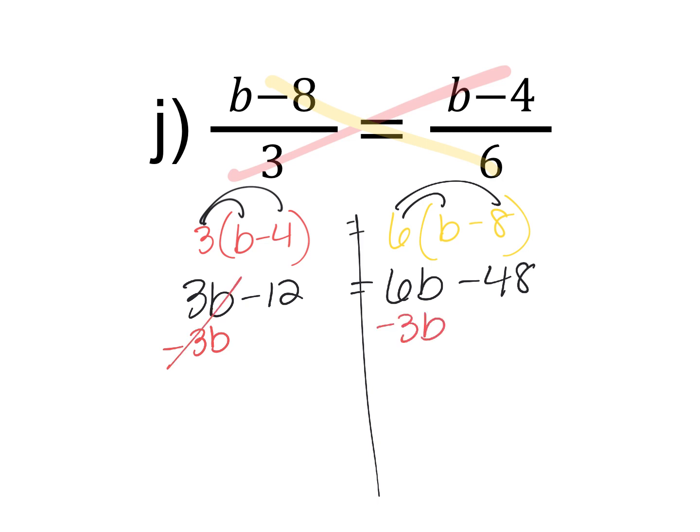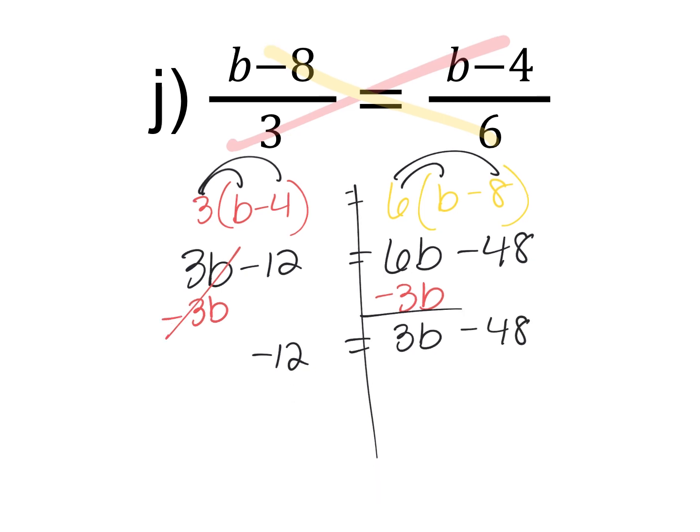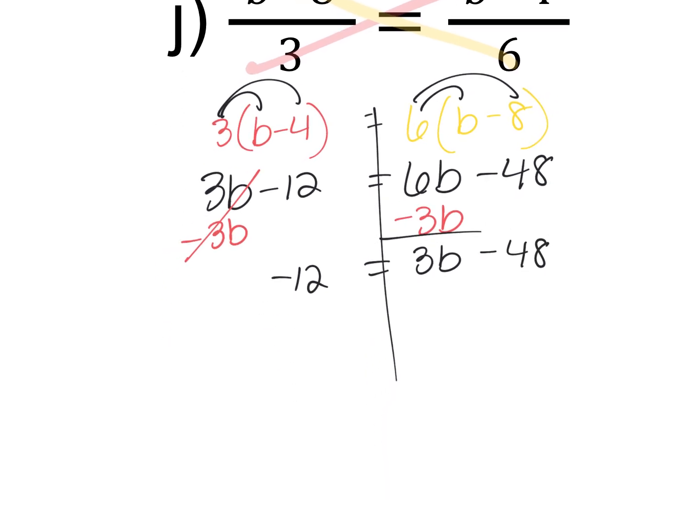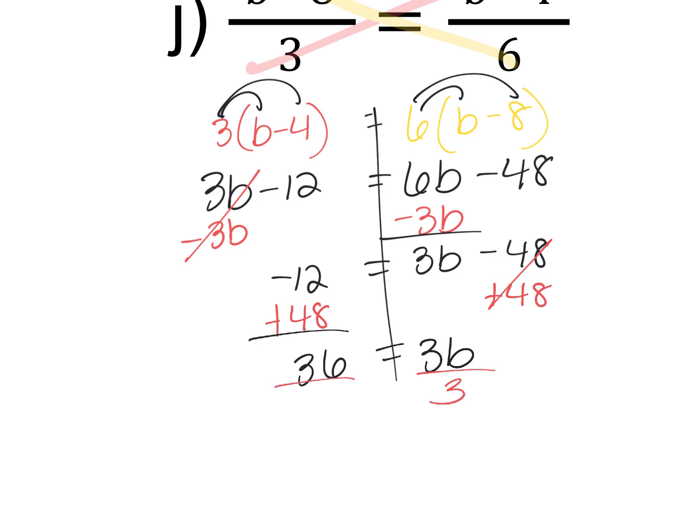to both sides. So now I have negative 12 is equal to 6b minus 3b is 3b minus 48. And now it's a two-step equation, so I'm going to add the 48 to both sides. Be careful, that 12 is negative. So 3b is going to equal, I believe, 36, positive 36. Divide by 3 to both sides. So your b is 12.